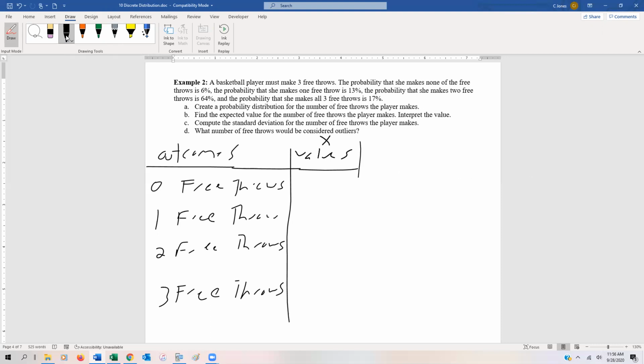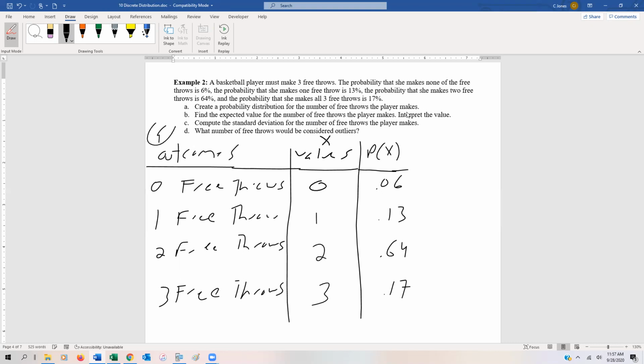All right, so in this case, we actually have P of x, which is going to be the 0.06 for 6%, and then 0.13, and then 0.64, and then 0.17. Right, so what is x going to be? Well, x is the number of free throws that the player makes. So 0 free throws, 1 free throw, 2 free throws, 3 free throws. Right? So that's for letter A, our probability distribution.